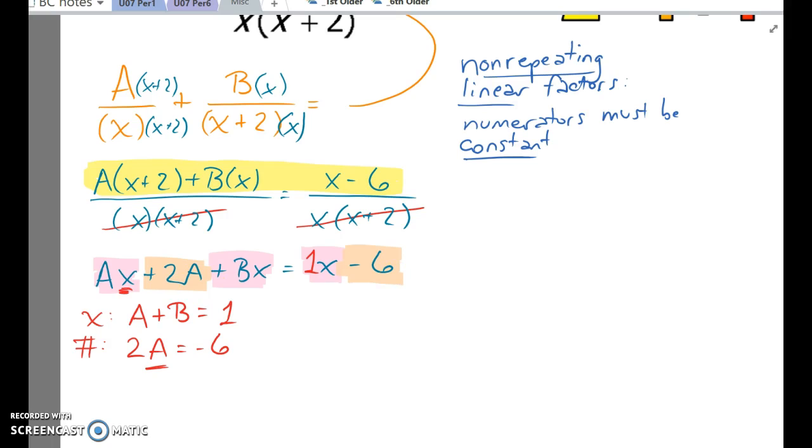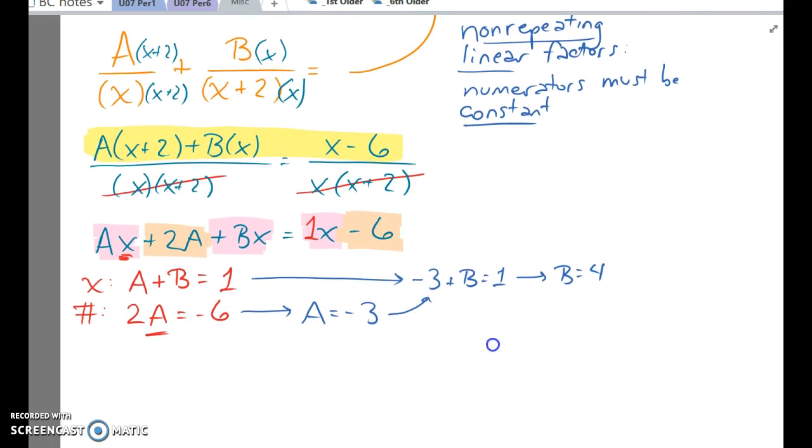And at this point, we just have a system of equations that you can solve the way you've always done. If you want to hit pause here and try to solve that on your own, feel free, or you can just follow along with me. The second equation immediately gives us a equals negative 3, and then plugging that into the first, I have negative 3 plus b equals 1, which tells me that b has to equal 4. And so we've done the hard work.